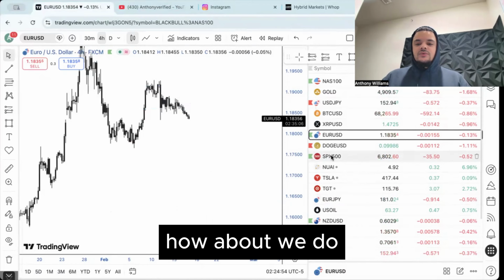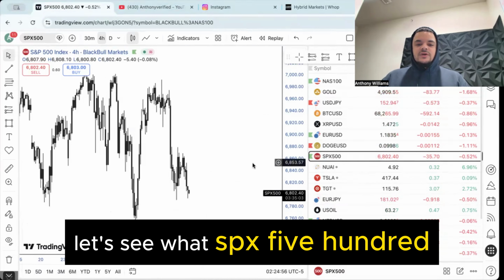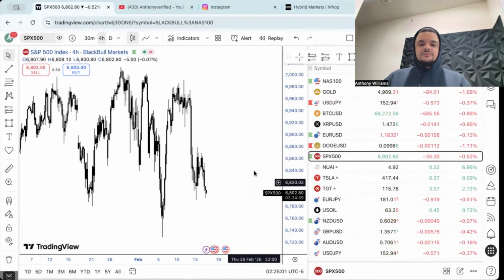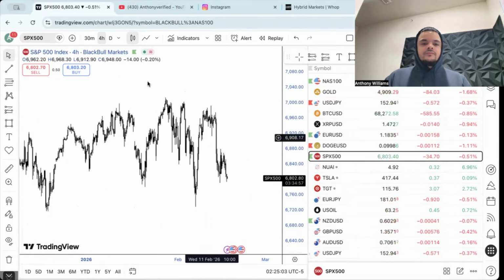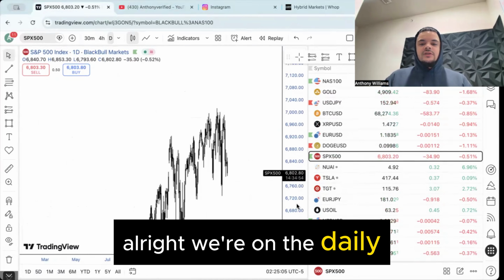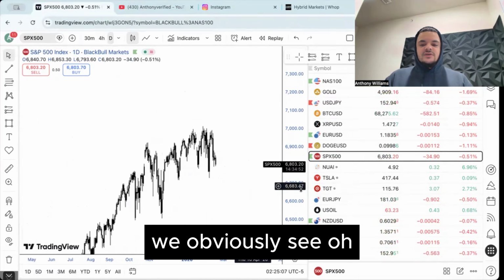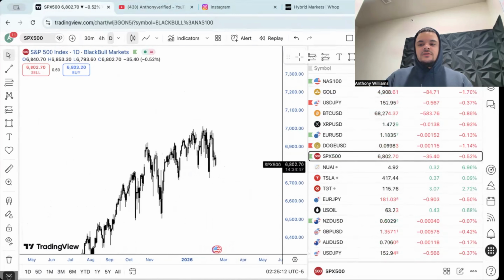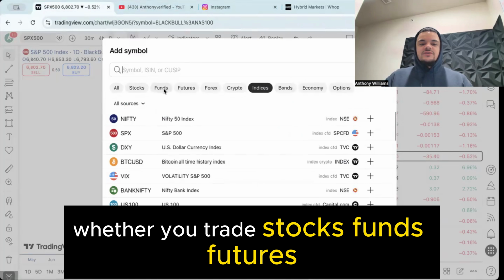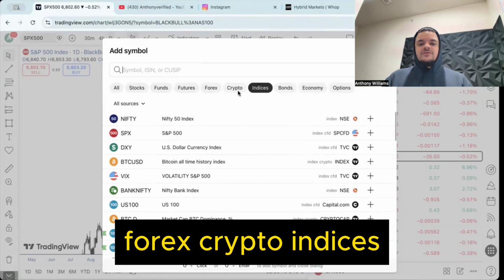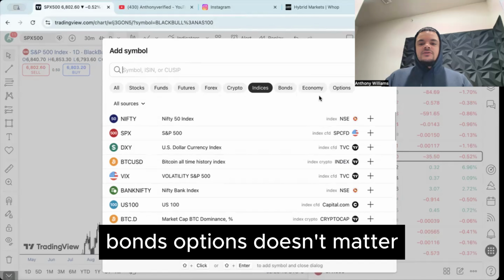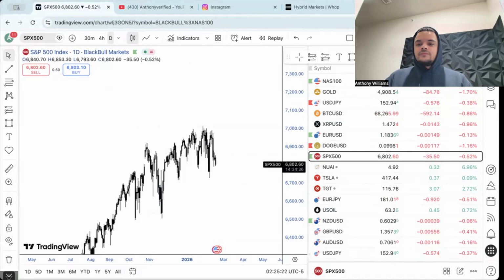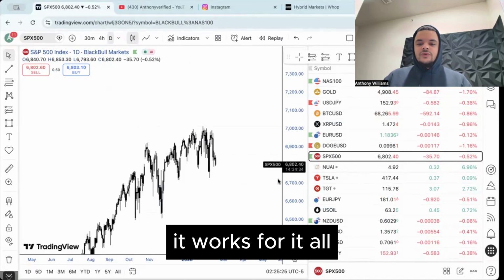Let's break down some stuff on these charts. How about we do SPX 500. All right, let's close all this off. We're on the daily. And this system works for any of these, whether you trade stocks, funds, futures, forex, crypto, indices, bonds, options, it doesn't matter. It works for it all.